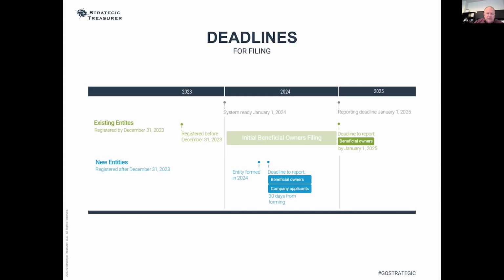Now let's look at the deadlines. We get concerned about deadlines and penalties. So this is just a way of visually showing you this information of the deadlines.